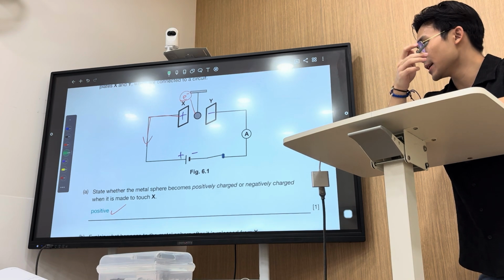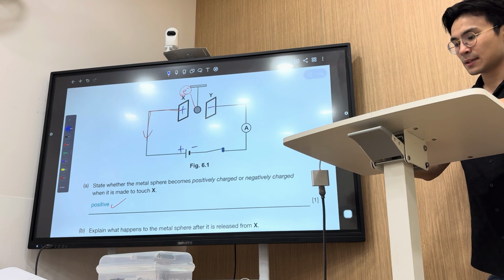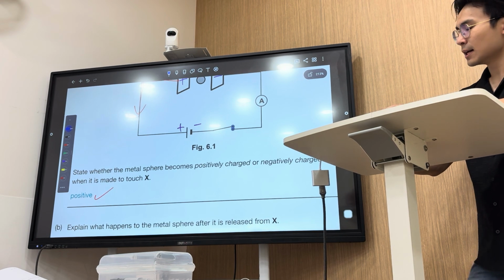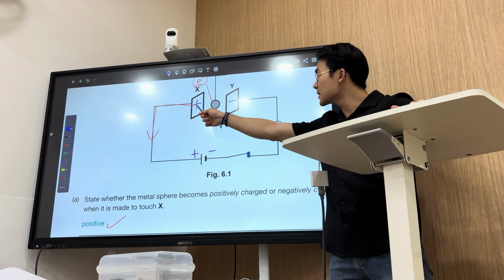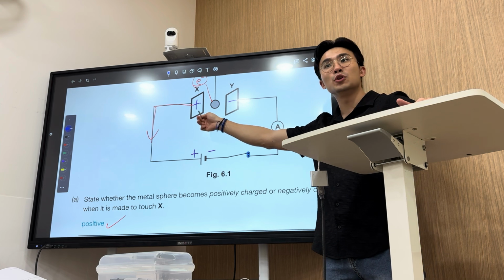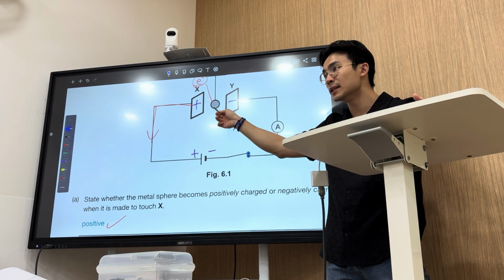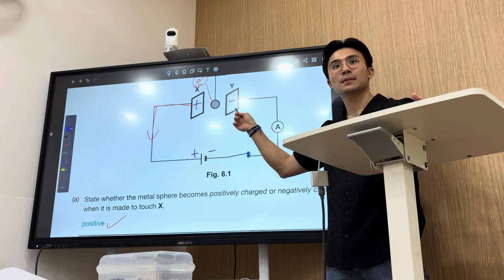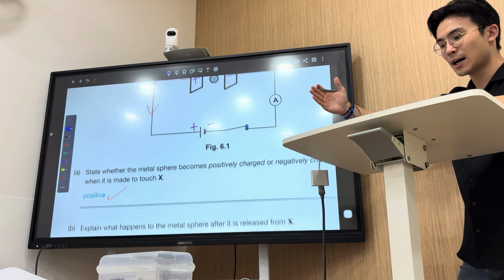Okay, then they say this part B is quite difficult to answer. See how many marks you guys can get. So after you release this fella, now he's positive, right? Will he stay with X? X is also positive, so they will push each other away. In fact, in addition to the pushing, he will also be attracted to Y, because Y is negative. Which means that obviously he's going to go up.